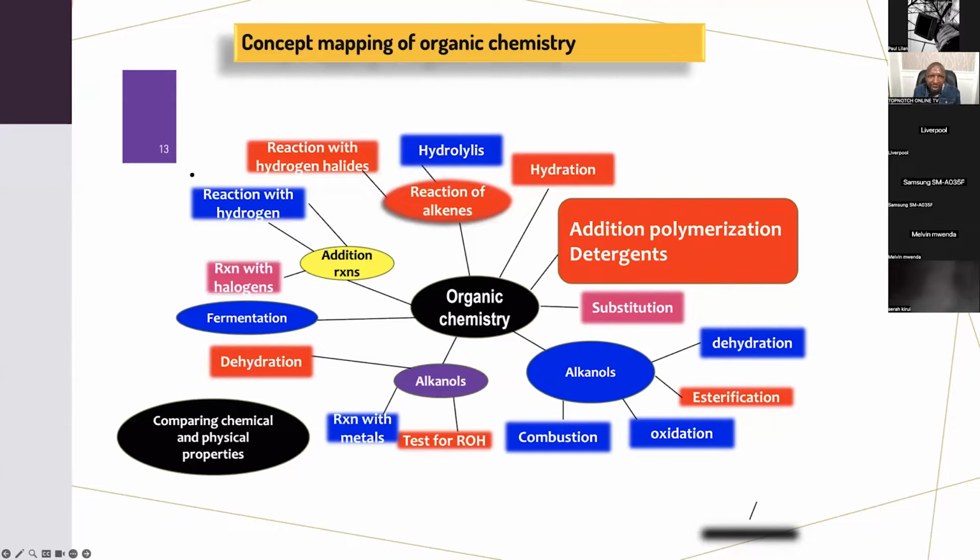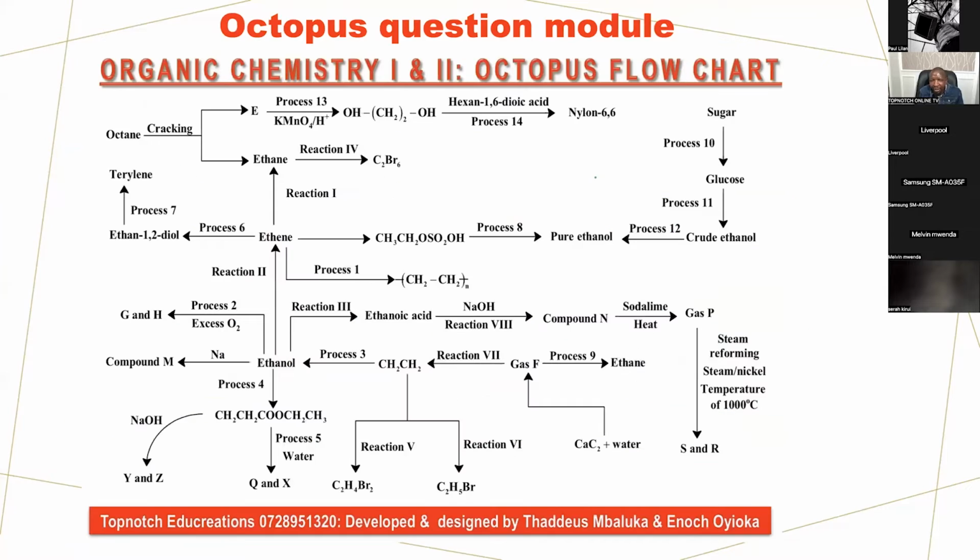So let me now take you through the organic qualitative Octopus technique. Now this is the Octopus question model. That's why I said after you have done the revision, you have revised the notes, now you can come and deal with the Octopus revision model. I want you to breathe in and breathe out because I'm going to take you through. This flowchart is everything.